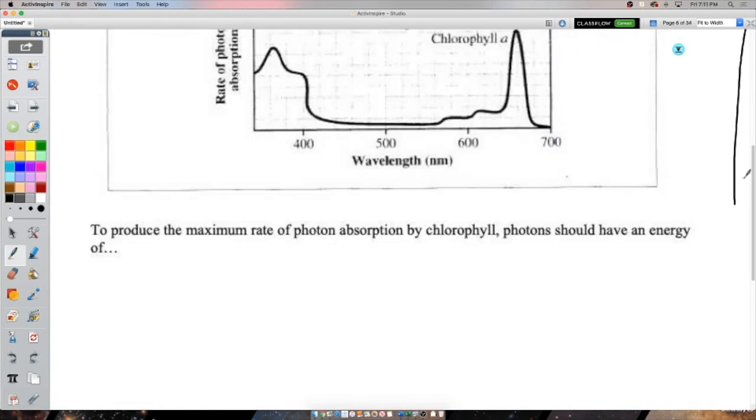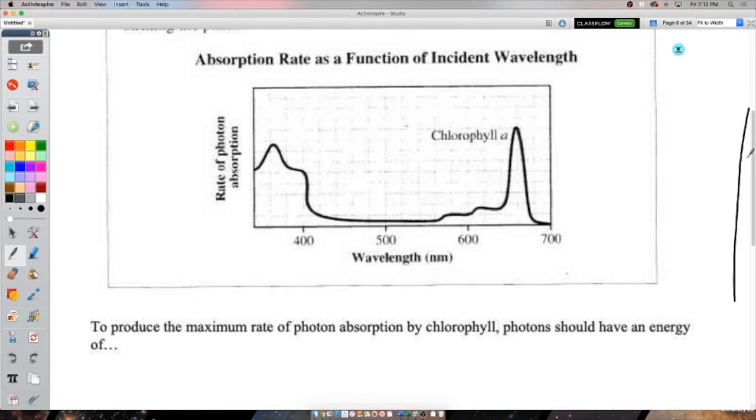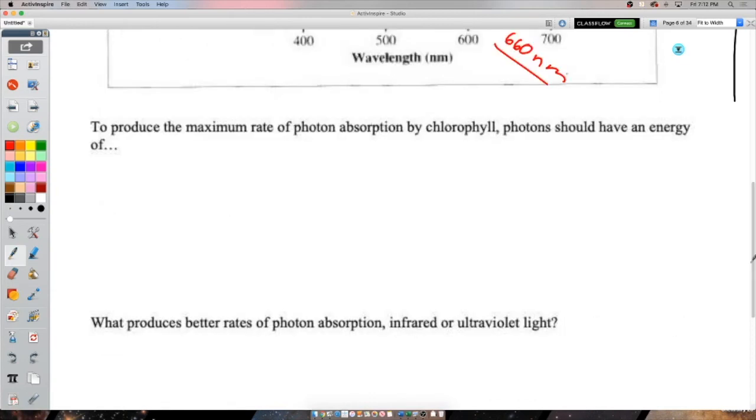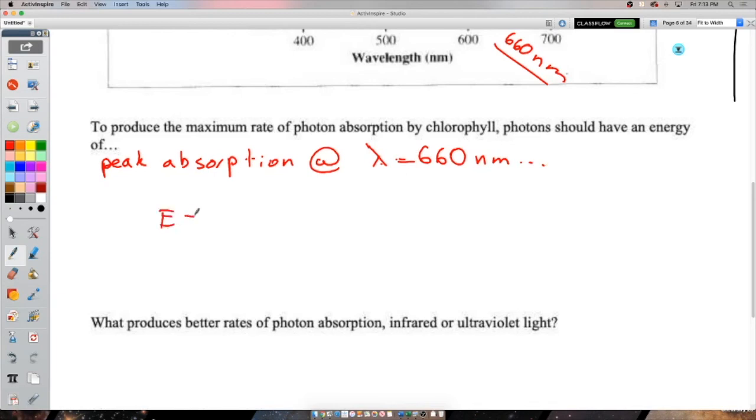So to produce the maximum rate of photon absorption by chlorophyll, photons should have an energy of, well, the maximum rate of absorption seems to happen right about, right? This peak is the highest one, so right about here, which is 660 nanometers. So what's the energy it should have to best get absorbed? Well, what's the energy associated with that wavelength? Because clearly it likes this wavelength.